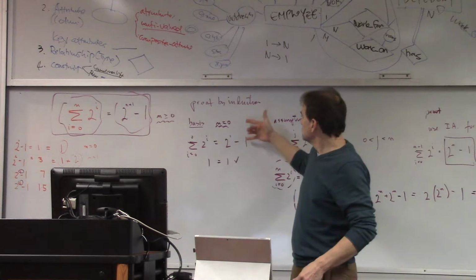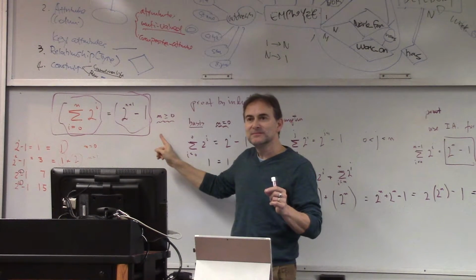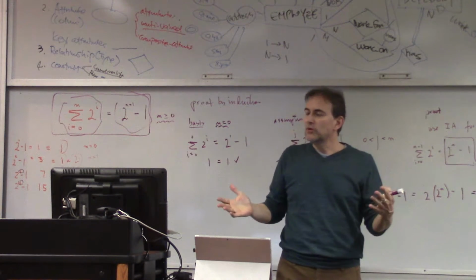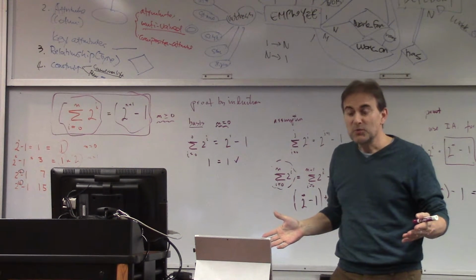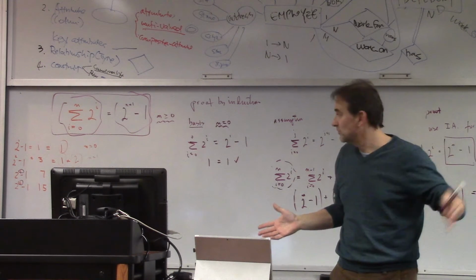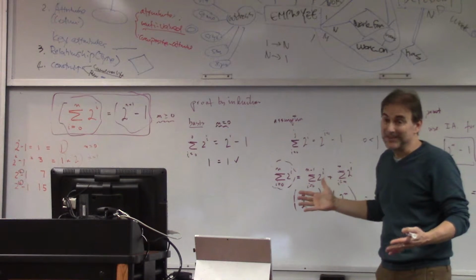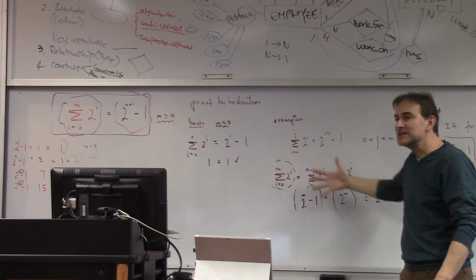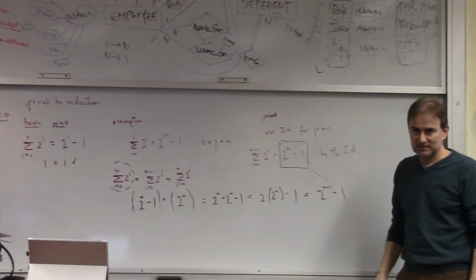So the basis is a proof of a single value. But n greater than or equal to 0 corresponds to an infinite set of integers, non-negative integers. So we have to prove it for an infinite set of integers, starting with 0, 1, 2, 3, 4, 5. So this proves it for 1 only, for n equals 0 only. But the assumption leading to the general case is a proof for all.